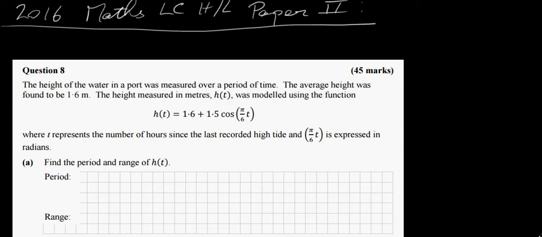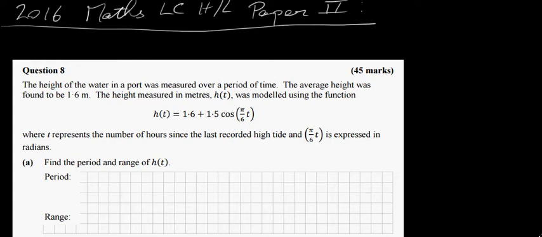Right, so now we're on question 8, 2016, Maths Leaving Cert Higher Level Paper 2. Okay, so we're looking at the height of the water in a port, which was measured over a period of time. The average height was found to be 1.6 meters. The height measured in meters is h of t, and was modeled using this particular function here.